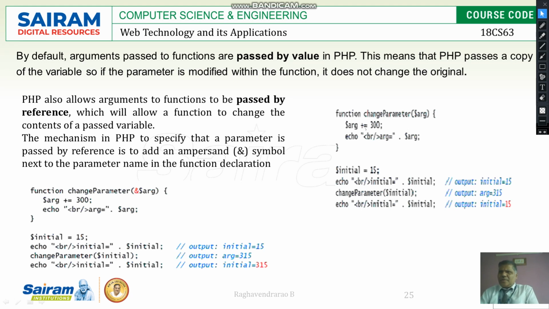In this case, the same program, you are not using the ampersand, you are using it directly. The initial value is 15 and it goes here, so the argument will become 315. Here the argument is being printed, and after that it is echoed again, since change passover writes 315, so there is no issue. The only issue is with initial. When it is printing initial, it is printing only 15, whereas here it is printing 315.